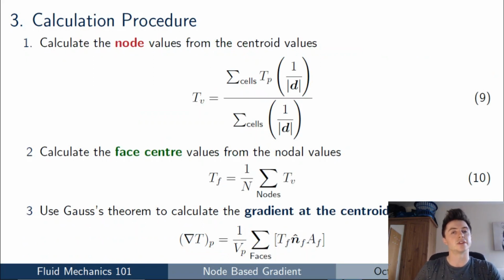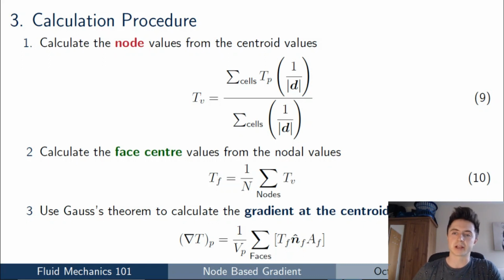So just a quick summary of that procedure, because it might have been quite a lot to take in. In the Green-Gauss node-based procedure, we start by calculating the nodal values from the cell centroid values, and we do this with a weighted averaging to account for centroids that are further away from the nodes. We then calculate the face values by using standard averaging, and then finally we use the Green-Gauss formula to calculate the gradient at the centroid, which you can see there at the bottom.